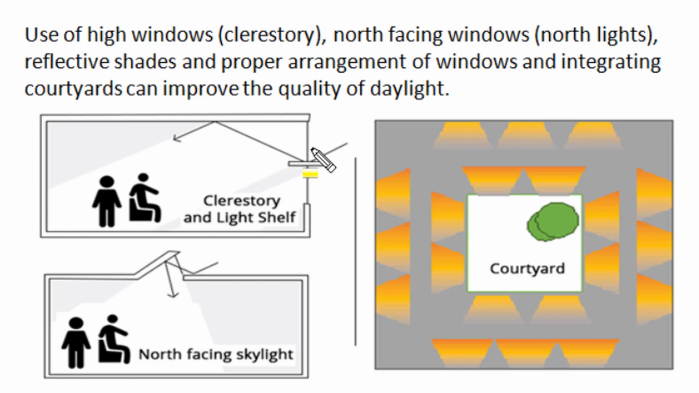Use of high windows, clerestory near beam, or north facing windows with reflective shades and proper arrangement can improve quality of daylight and will get higher and uniform illumination over the working space.